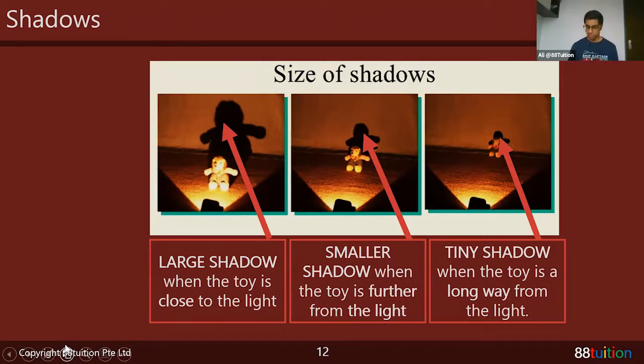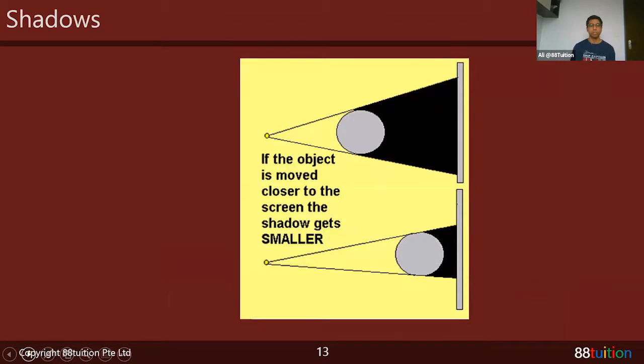Okay, sometimes you do not know you left a teddy bear over there and you suddenly see a shadow forming something like that and you thought someone is there. Okay, a large shadow, a smaller shadow, and a tiny shadow will be formed depending on how far away your teddy bear or your object is from the light source, like this. Okay, so this is the diagram of the teddy bear.